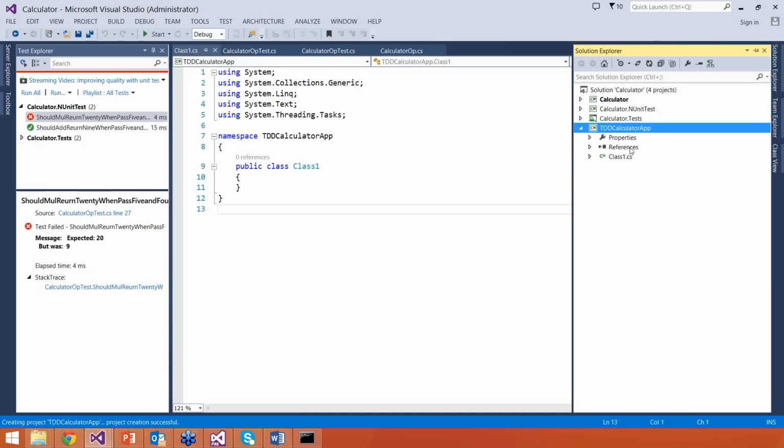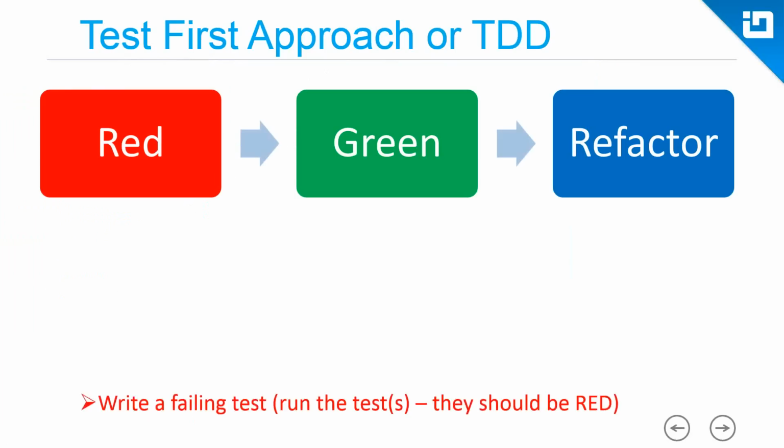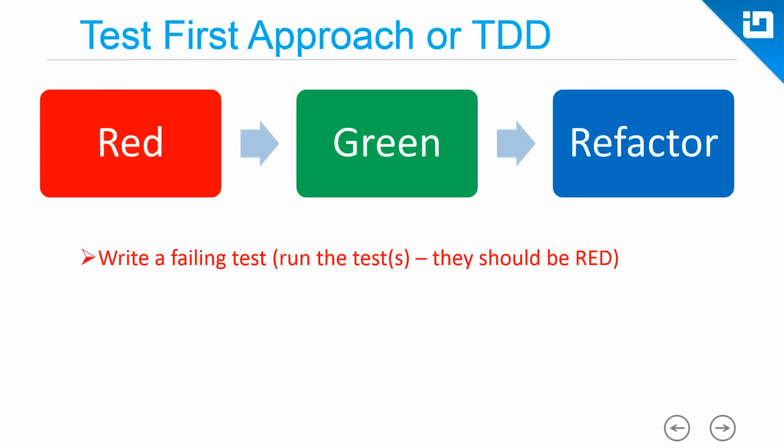Okay, and before we start doing that, let us jump back to a slide once more. So what you do in the test first approach, or test driven development, is you follow this approach: red, green, and refactor. First, you write a failing test, run the test, and it should be red. So you don't have the system actually in place. Before we go and implement the add and multiplication functionality, first we write a test for that. And since we don't have that functionality implemented, of course the test will fail. So first we'll have the red in our system.